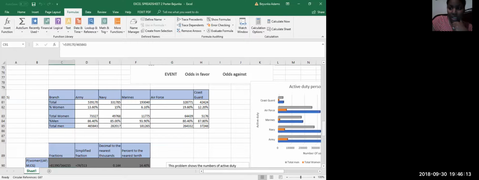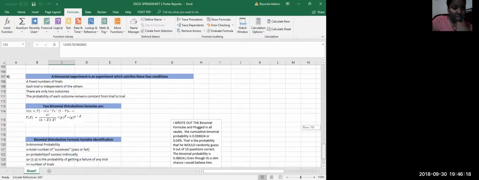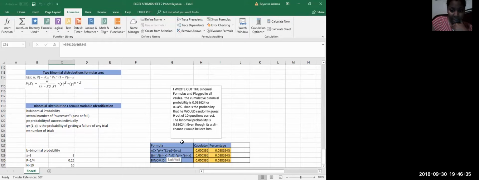So let's go to the last one, number 6. I put in the binomial experiment, an experiment which satisfies the 4 conditions. Then the 2 binomial distribution formulas right here. I put in everything, the formulas, in the binomial probability. So I wrote out the binomial formulas and then plugged in all values.